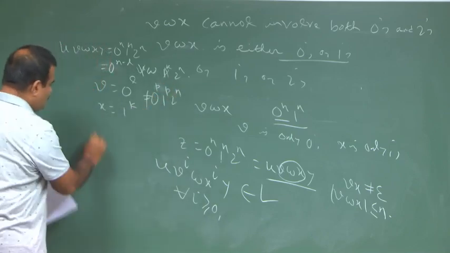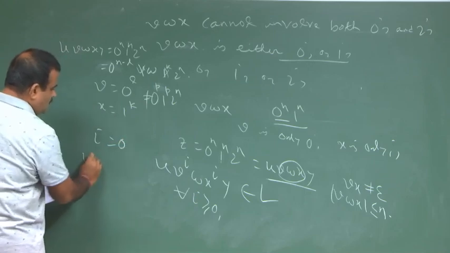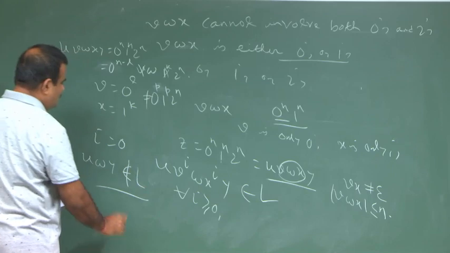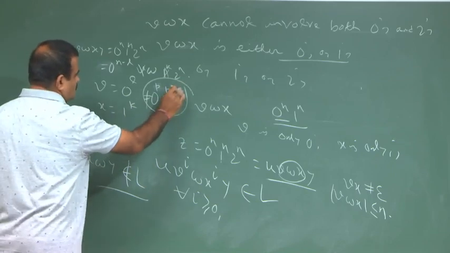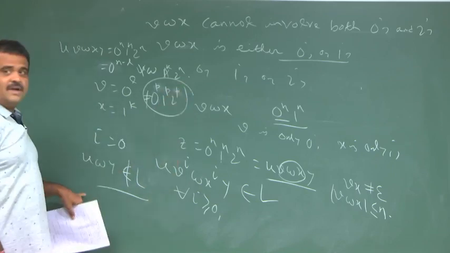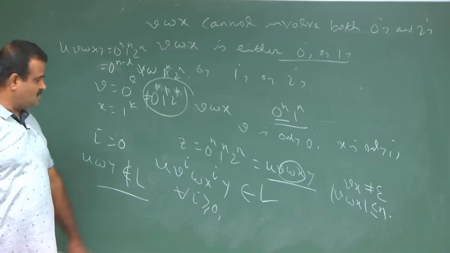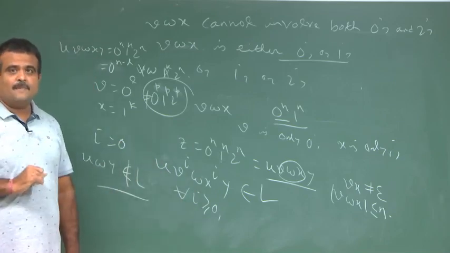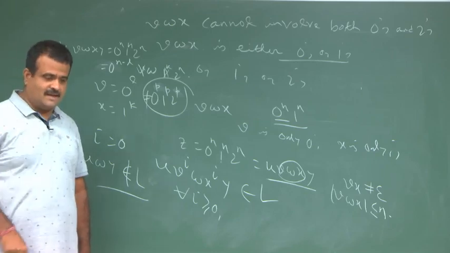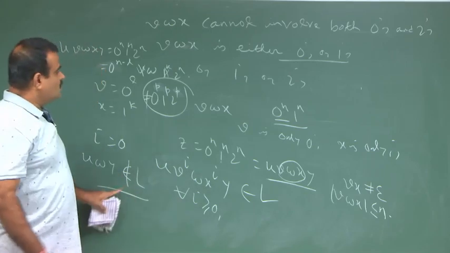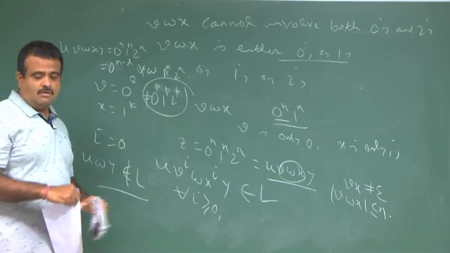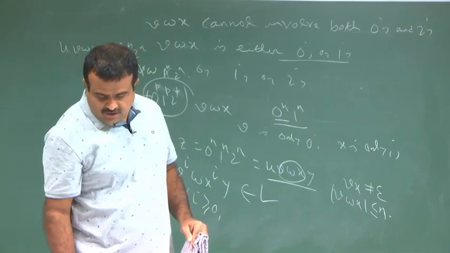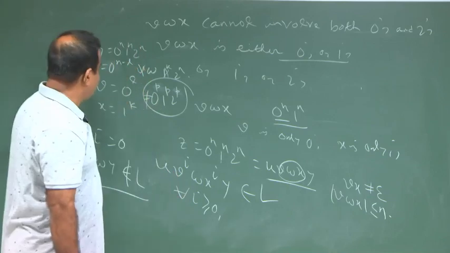So, that means, even for i equal to 0, this will give us u w x, which does not belong to L, because it is not of this form. So there is a contradiction. Contradiction means this has to belong to L for all i we are pumping. So we reach a contradiction, which means our assumption was wrong, so this cannot be a regular language. Okay. So this is one example, we may have another example.